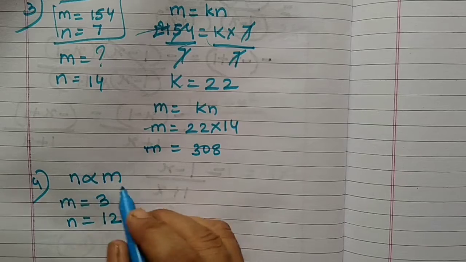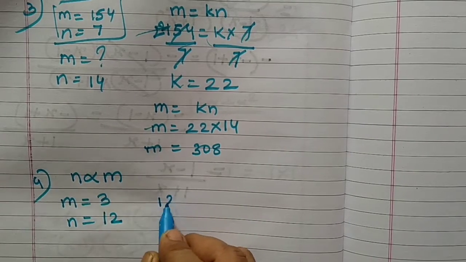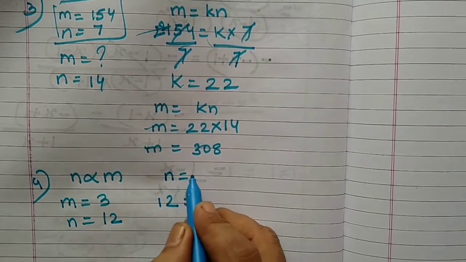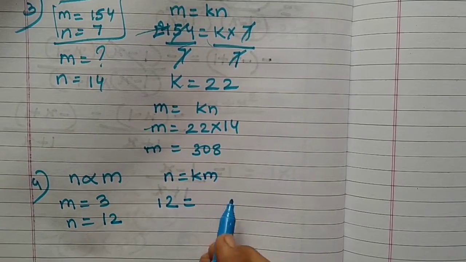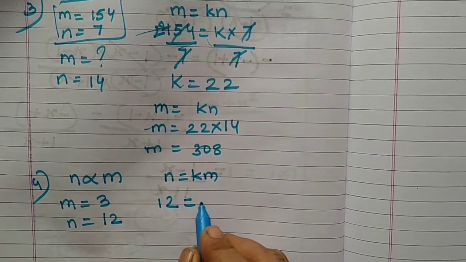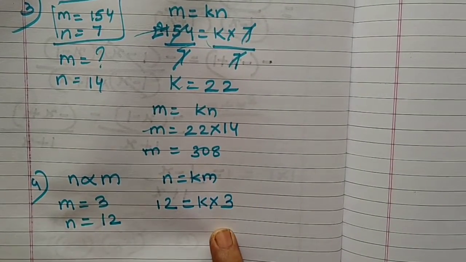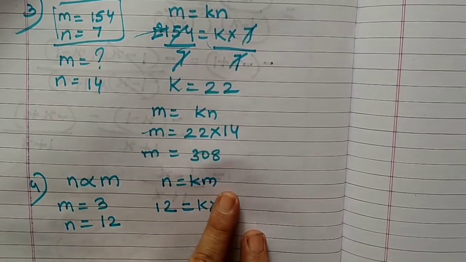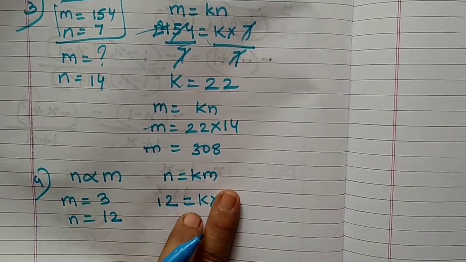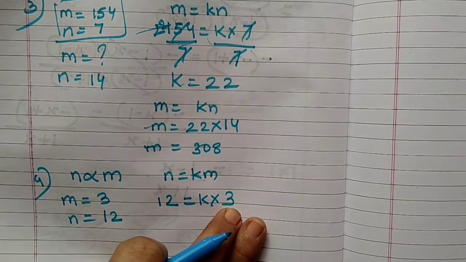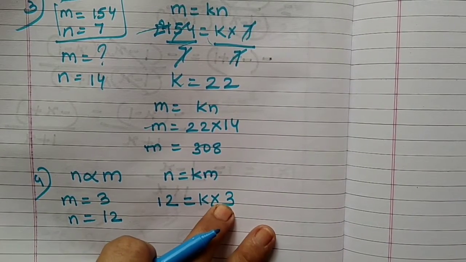Now how does n vary with m? So first we'll write it this way: n is equal to k into m. So n, 12, is equal to k into 3. Now I don't want to remove this 3 now. Why? Because I want to find out what k is. To find out k, I have to remove this 3.